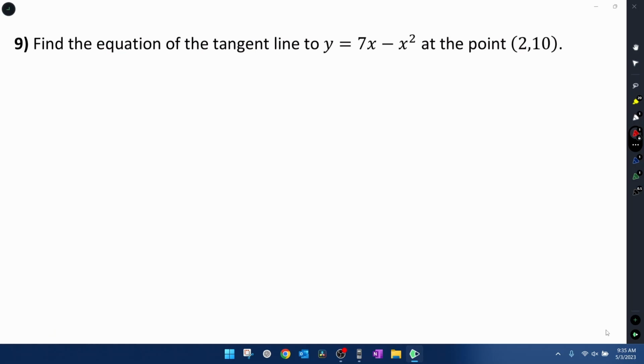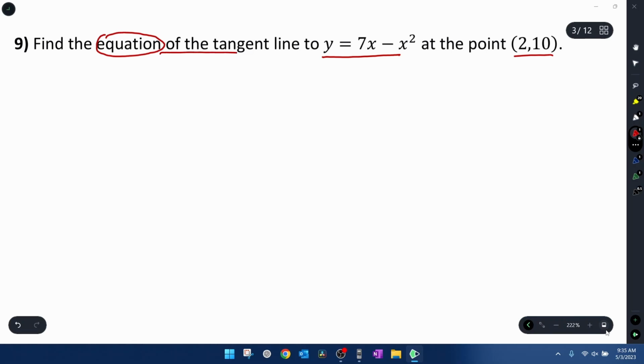Next, number 9, find the equation of the tangent line to this curve at this point. So our equation is y equals 7x minus x squared at the point 2, 10. Now remember, to find the equation of the tangent, we first need to find the slope of the tangent. And that means that we're going to have to find the derivative.